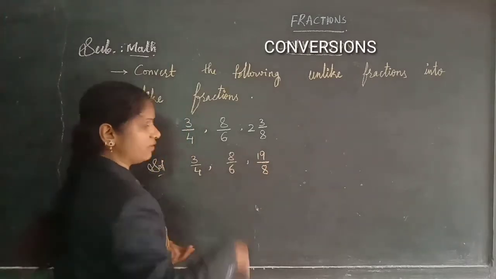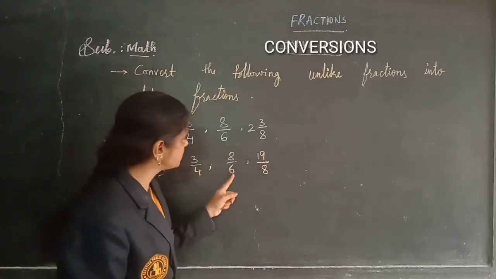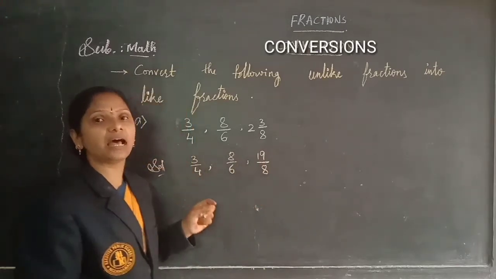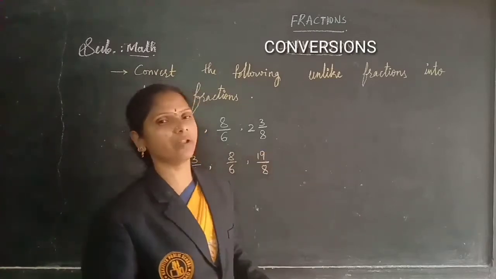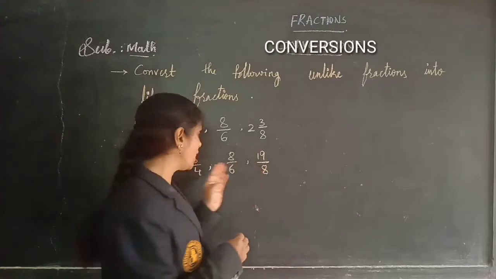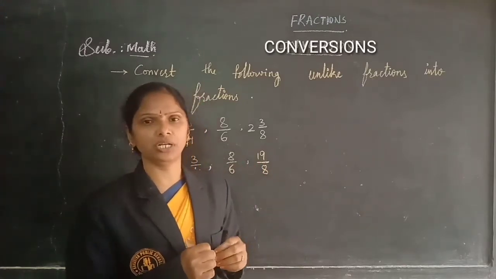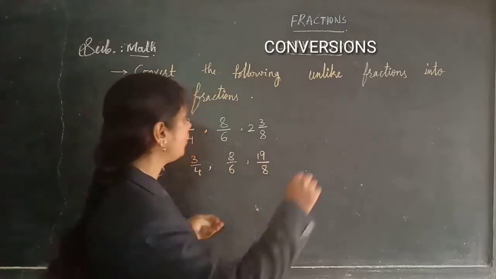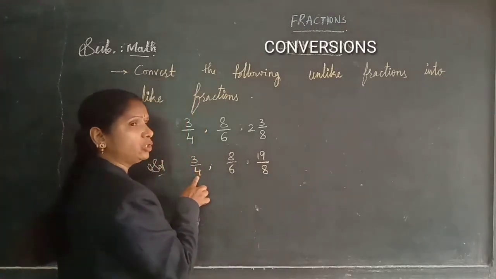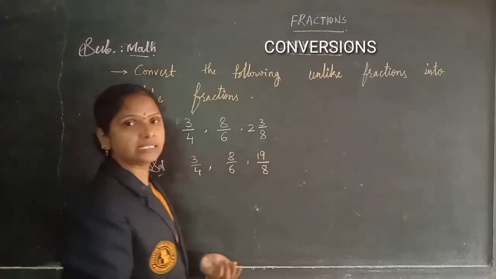So these are the given fractions, and here you can observe the denominators 4, 6, 8. So these are unlike fractions. We need to convert these into like fractions. Like fractions means we need to get the same number in the denominator's place, children. So how is it possible? It is possible by taking the LCM of the denominators 4, 6, 8.